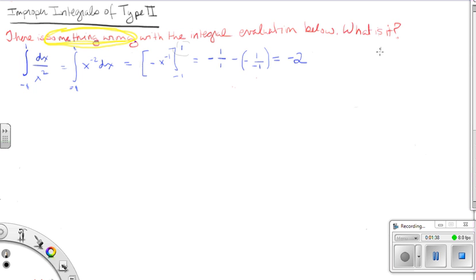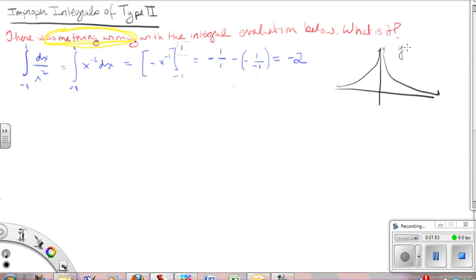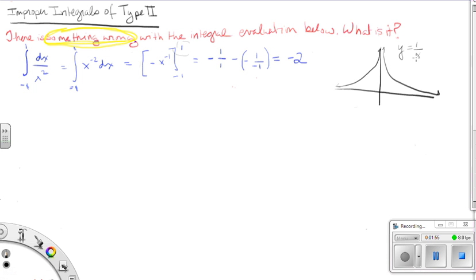Now, before we even figure out what's wrong, one way we can tell there's something drastically wrong here is because if I look at the graph of y equals 1 over x squared, well, first off, it's entirely above the x-axis, right? Even if you don't know what the graph of 1 over x squared is, you know that x squared is always positive. So 1 over x squared is entirely above the x-axis. So if I'm going from -1 to 1, first off, I should not get a negative number.